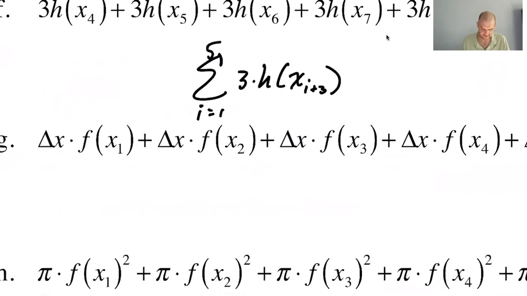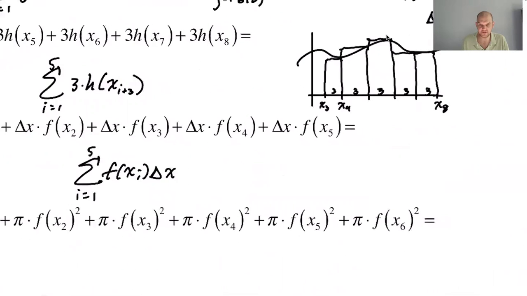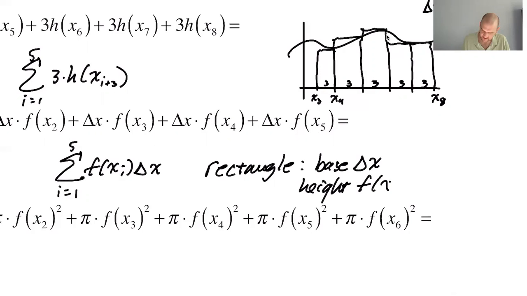All right, let's take a look at this one. We're going from 1 to 5. This one might be the most straightforward so far. Well, maybe. So we're definitely going from 1 to 5. I think it's f of x sub i delta x. This one very much feels to me like a rectangle, right? So rectangle, the base is delta x, and the height is f of x sub i.